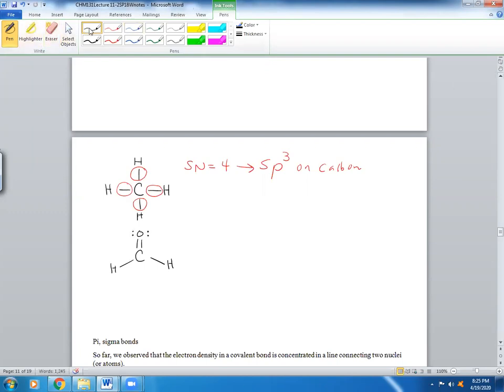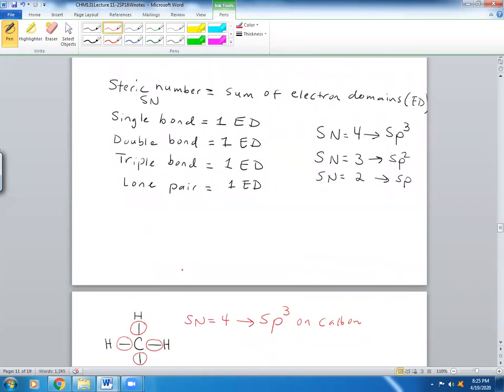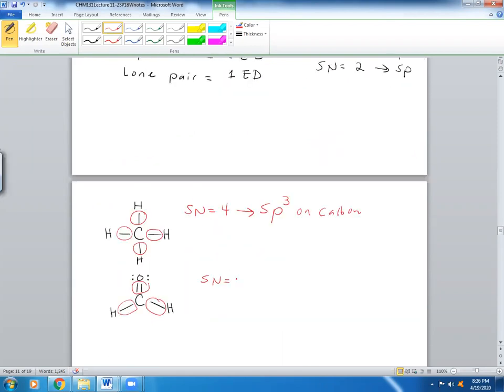Let's determine the hybridization on carbon first. So we have to find the steric number. How many electron domains are on carbon? Well, here's a domain. A single bond is a domain. Here's another domain. That's 2. And this double bond is 1 domain. So you have a total of 3. Therefore, it's sp2.